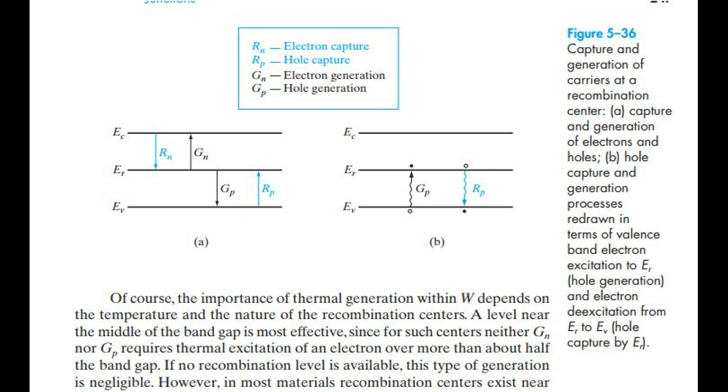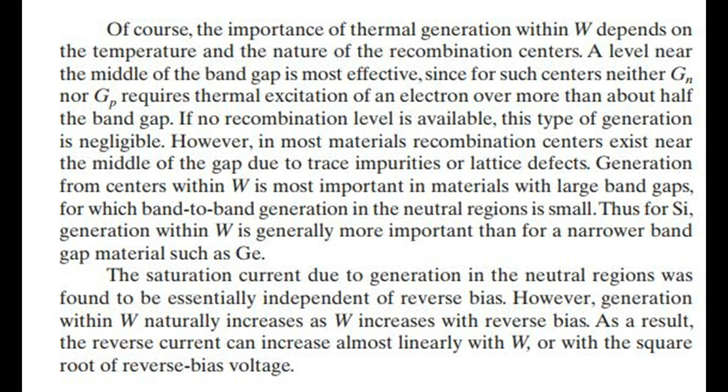Of course, the importance of thermal generation within W depends on the temperature and the nature of the recombination centers. A level near the middle of the band gap is most effective, since for such centers neither Gn nor Gp requires thermal excitation of an electron over more than about half the band gap. If no recombination level is available, this type of generation is negligible. However, in most materials recombination centers exist near the middle of the gap due to trace impurities or lattice defects.